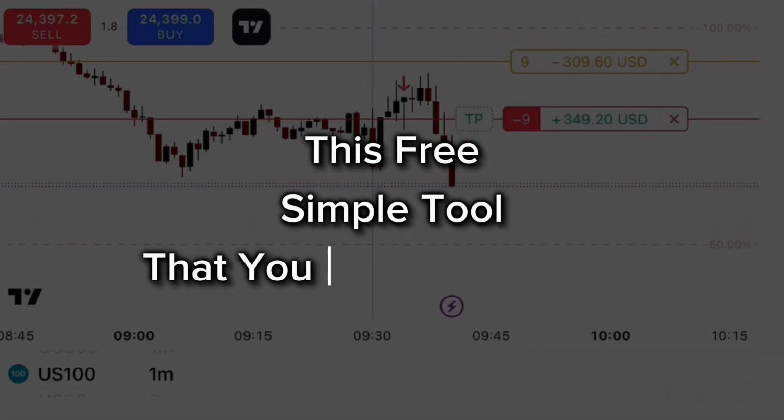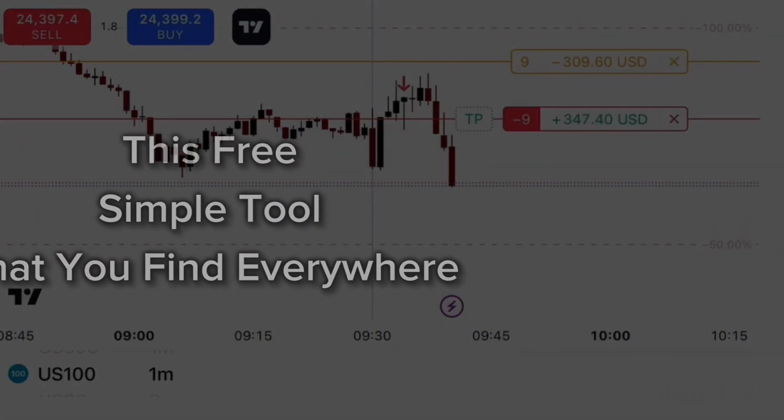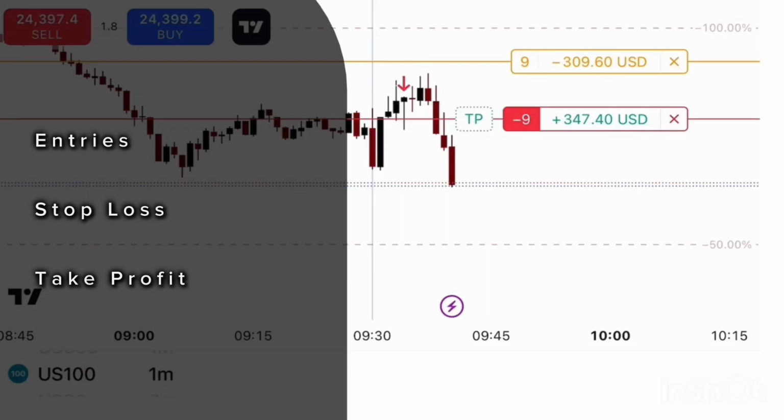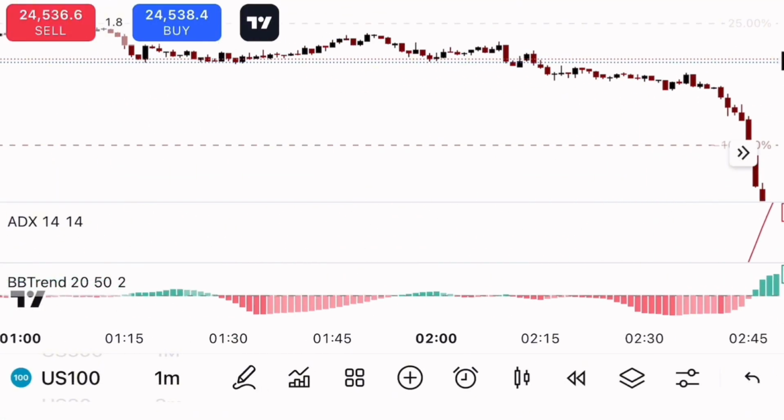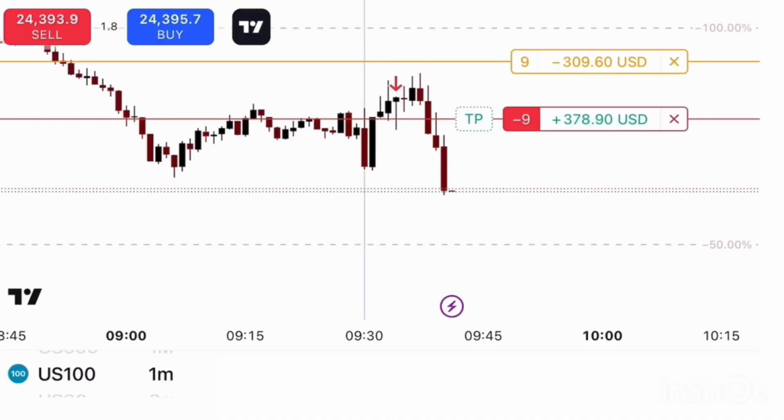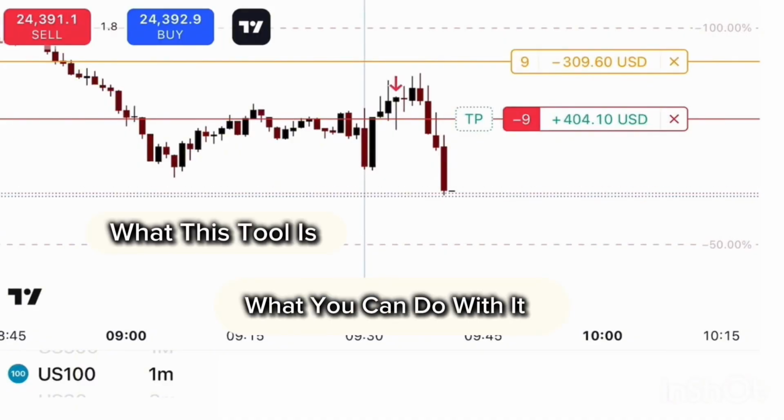This free, simple tool that you can find everywhere is the key to get your entries, stop loss, and your take profit. You don't need all these complex indicators that are never consistent. Stick with me and I will explain what this tool is, what you can do with it, and how you can use it.